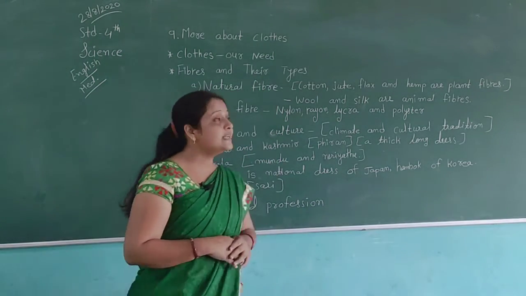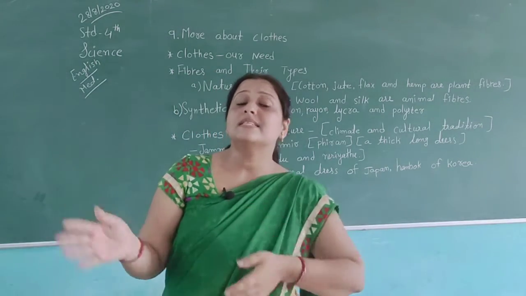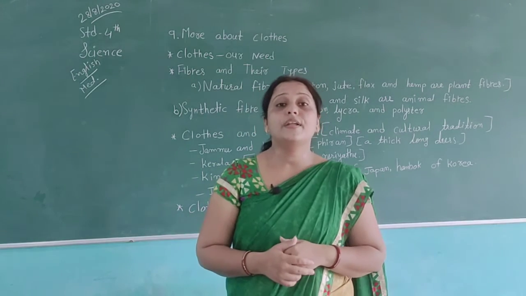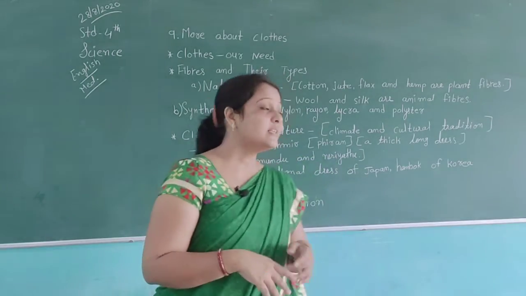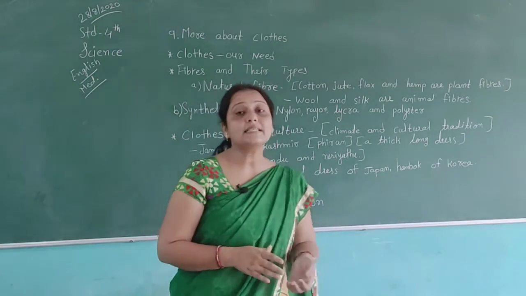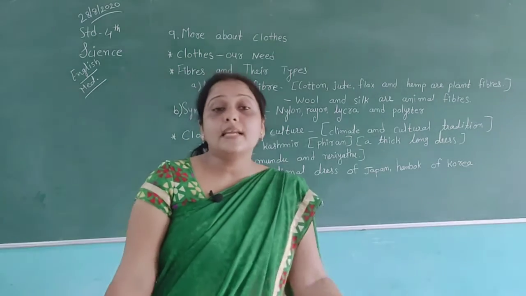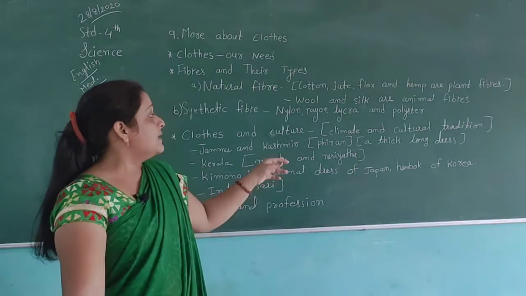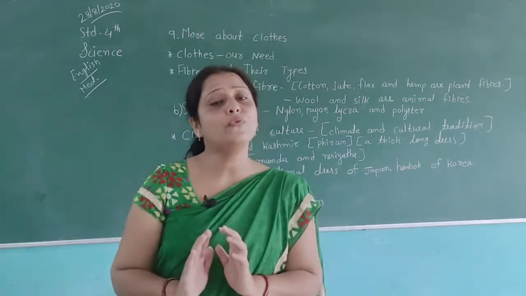Then kimono is a national dress of Japan. We also have some types of national dress available according to their climate, according to their tradition. For example, kimono is the national dress of Japan. In Japan, you can see the kimono is the national dress there. Then hanbok of Korea.